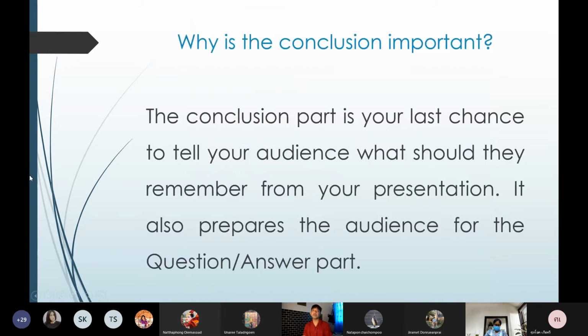Why is the conclusion important? The conclusion part is your last chance to tell your audience what they should remember from your presentation. It also prepares the audience for the Q&A or the question and answer part. So it is the last chance for your audience to know what your presentation is about and to remember some things from your presentation. It also prepares the audience for your question and answer part.